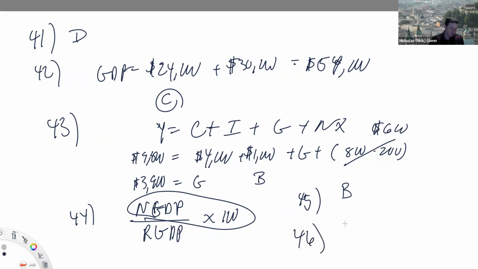What's 46? Which of the following is not an example of physical capital? The knowledge of workers, that's human capital. Factory building, delivery van, office chair, those are all physical capital. The knowledge of workers is considered human capital. Anytime you're getting education or knowledge on the job, those are all considered human capital. All right, so last question.